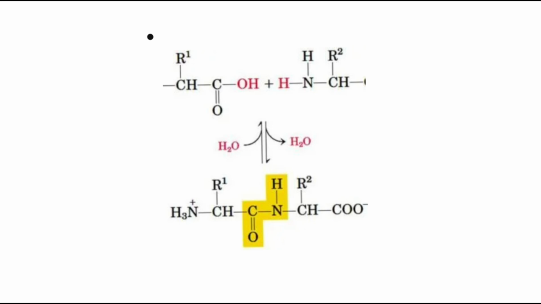So what are the characteristics of the peptide bond? It has a partial double bond character, and it is rigid and planar. The four atoms of the peptide group, carbon, oxygen, nitrogen and hydrogen, lie in a single plane in such a way that the oxygen atom of the carbonyl group and the hydrogen atom of the amino group are trans to each other, not cis.